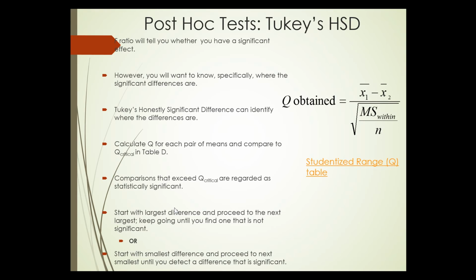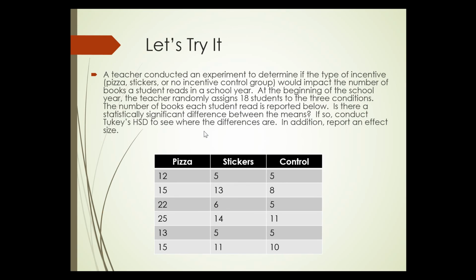Or you can use SPSS, which will make the whole process a lot quicker and likely more accurate. So let's go ahead and do all this. Let's put this all together. We're going to conduct an ANOVA on these data where we have an independent variable that is reward type. So students are either getting rewarded with pizza, with stickers, or with nothing, let's say, in the control group.